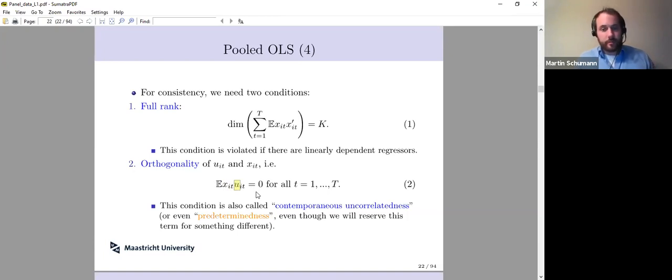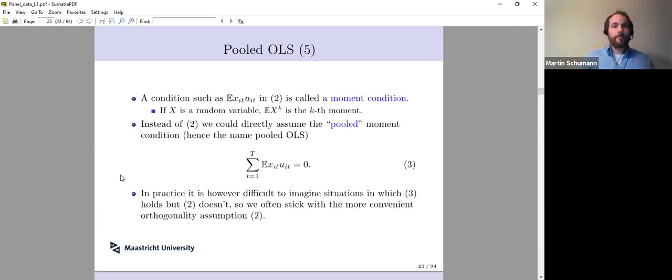Some people and books also call this condition predeterminedness. However, in our course, we will reserve this term predeterminedness for something completely different. This is sometimes seen, and it's a little bit confusing, unfortunately. However, this term will mean something completely different in this course.